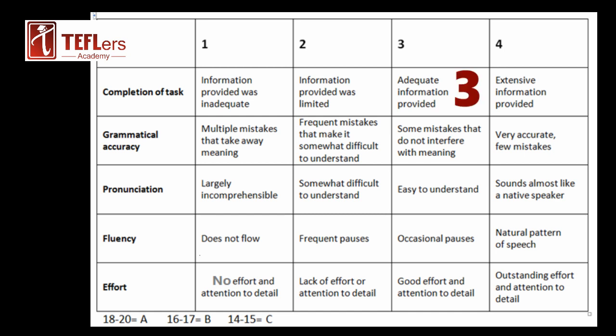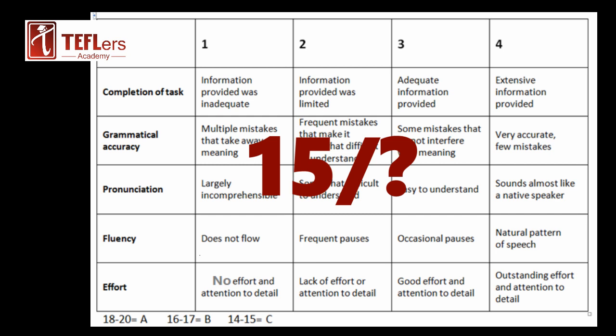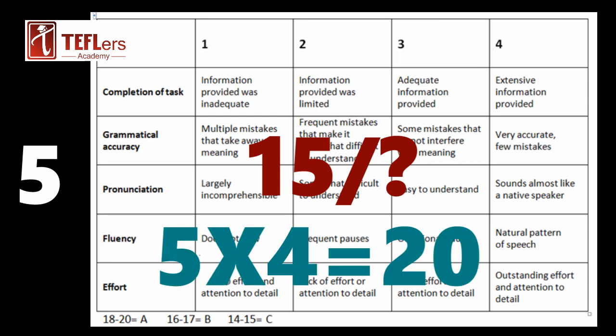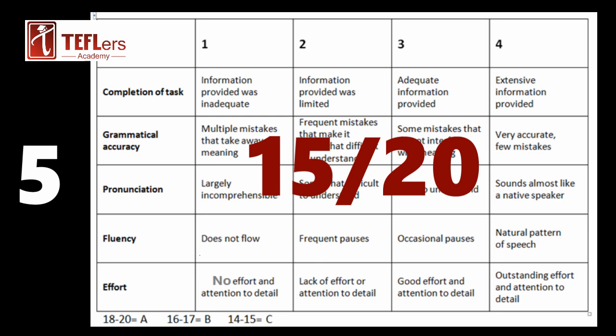So we have 3 plus 4 plus 2 plus 3 plus 3. And the total is 15 points. But 15 out of what? Is it 15 out of 100, 15 out of 50, 15 out of 20, out of 30? It's simple. You multiply the number of criteria by the mark of the best performance. Here we have 5 criteria, and the best mark for each criterion is 4. So 5 by 4 equals 20. So the student we examined here got 15 out of 20.